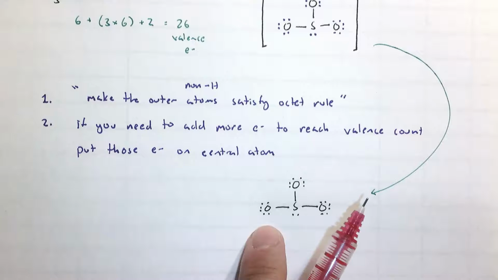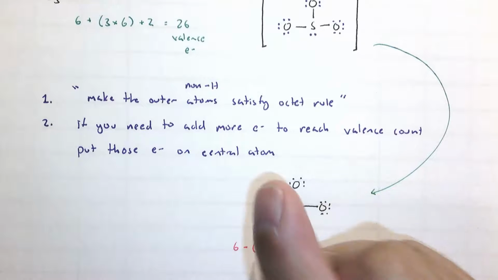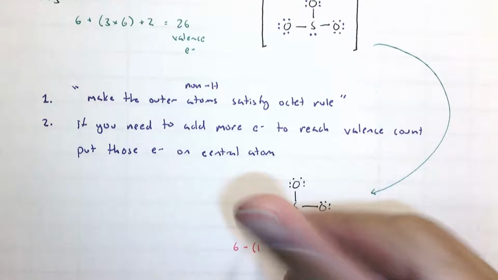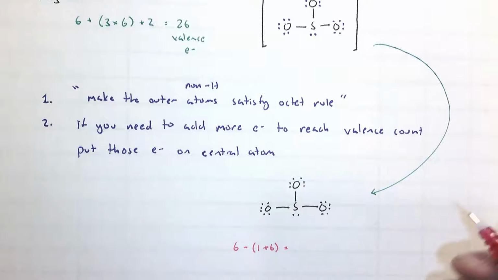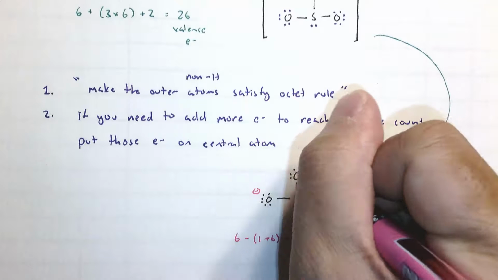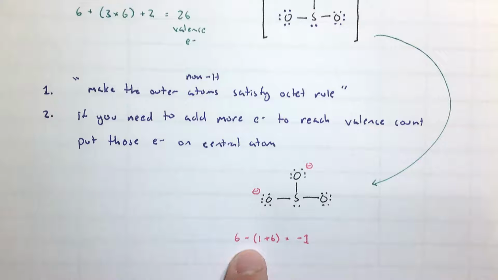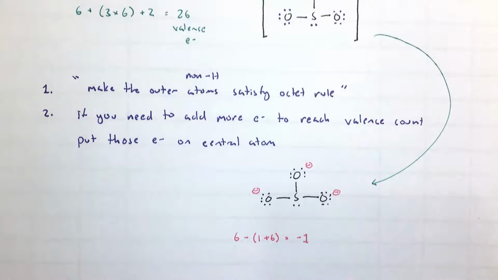For this oxygen, it has 6 valence electrons minus 1 stick and 6 balls. So that equals what? -1. So all of these oxygens are -1 because they all have the same formal charge. 6 minus 1 stick, 6 balls. Okay. What about the sulfur?